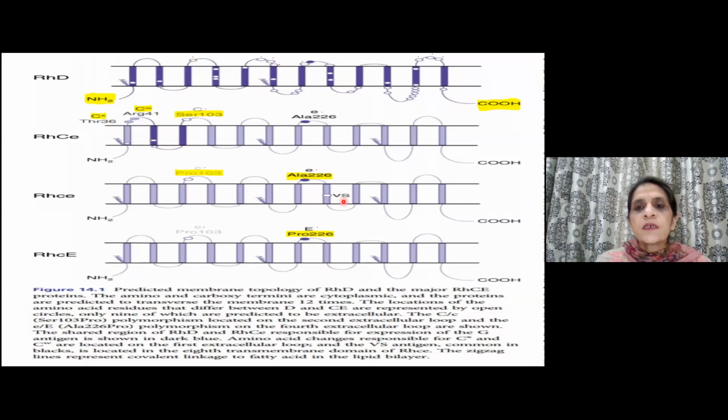And this 8th transmembrane loop has the VS antigen. These are rare antigens, and this zigzag denotes the covalent linkage of these proteins to fatty acids in the lipid bilayer.